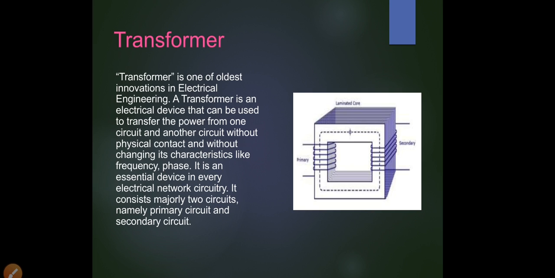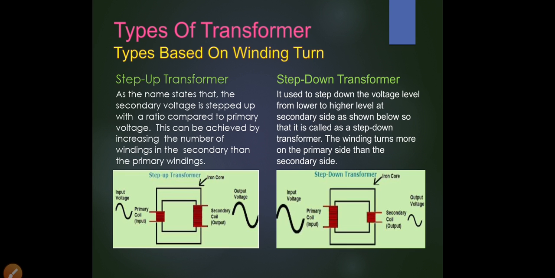You already know how the EMF is induced in mutually coupled circuits. That is the mutual induction principle, and that principle is applicable in a transformer. This is the structure of the transformer. You already know there are two types of transformers, one is a step up and the other is a step down transformer. We will go through this slide for the types, which are based on the winding turns, the number of turns of the primary and secondary coils.